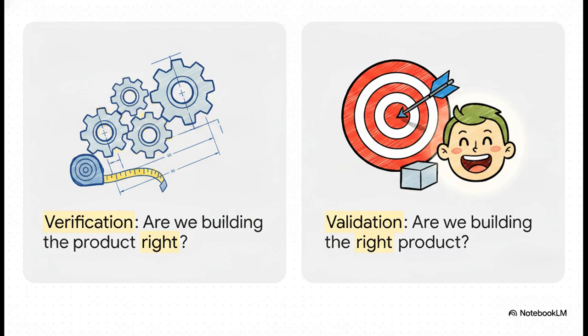Now, a really crucial point here is understanding the difference between verification and validation. These two terms get confused all the time, but Barry Boehm gave us a brilliant way to remember them. Verification asks, are we building the product right? Meaning, does our code conform to the technical specification we wrote? Validation, on the other hand, asks, are we building the right product? Meaning, does this software meet the real-world needs and expectations of the customer? Because you can build a perfectly verified system that is completely useless to the client. And if that happens, it completely fails validation.